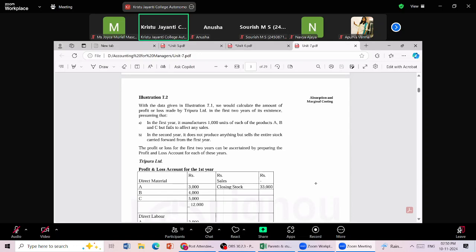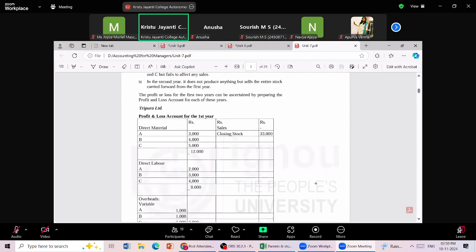So in the first year, the company is manufacturing 1000 units of all products ABC. Okay, but it didn't do any sales, it fails to effect any sales. In second year, it does not produce anything but sells the entire stock carried from the first year.